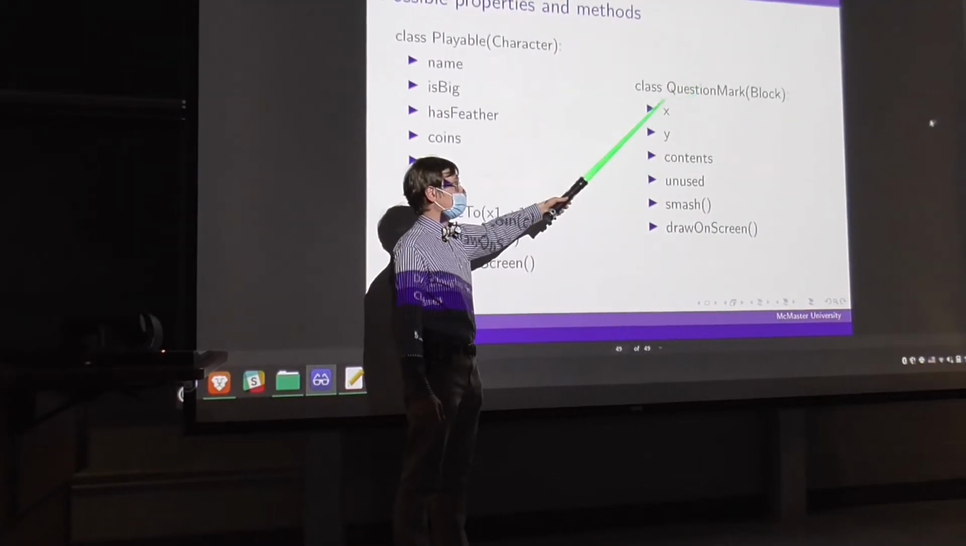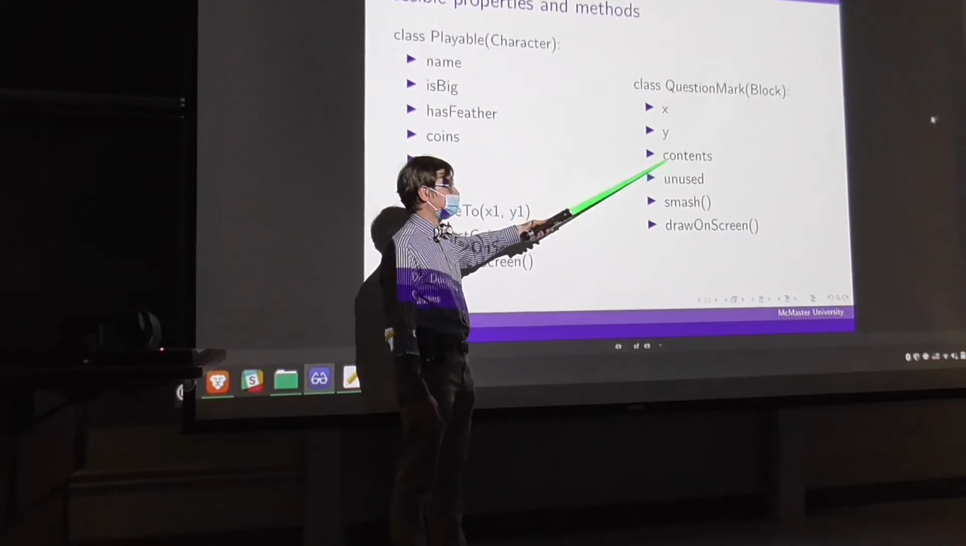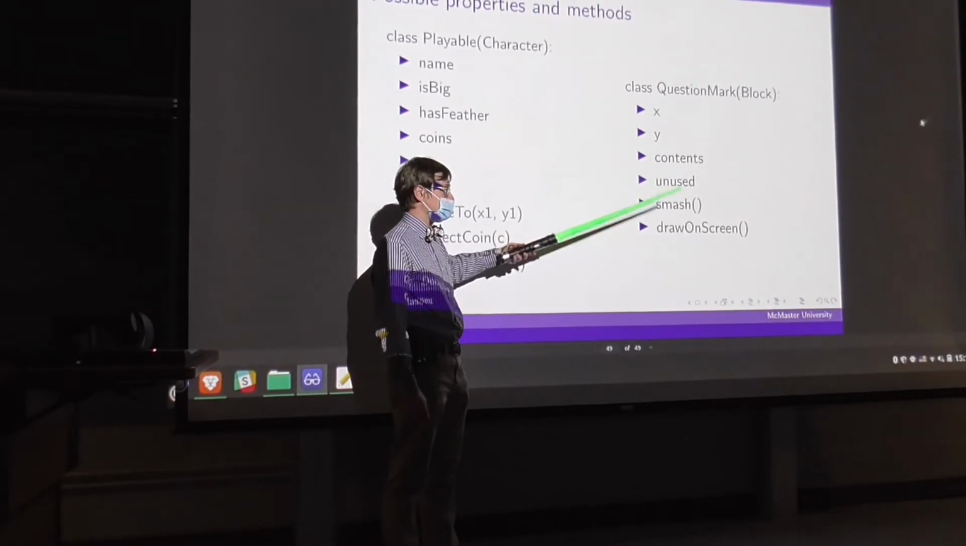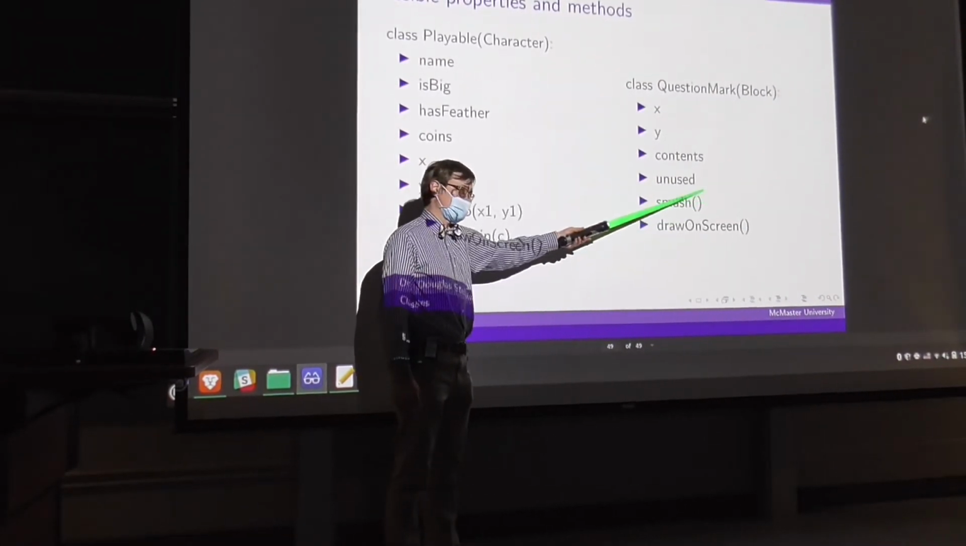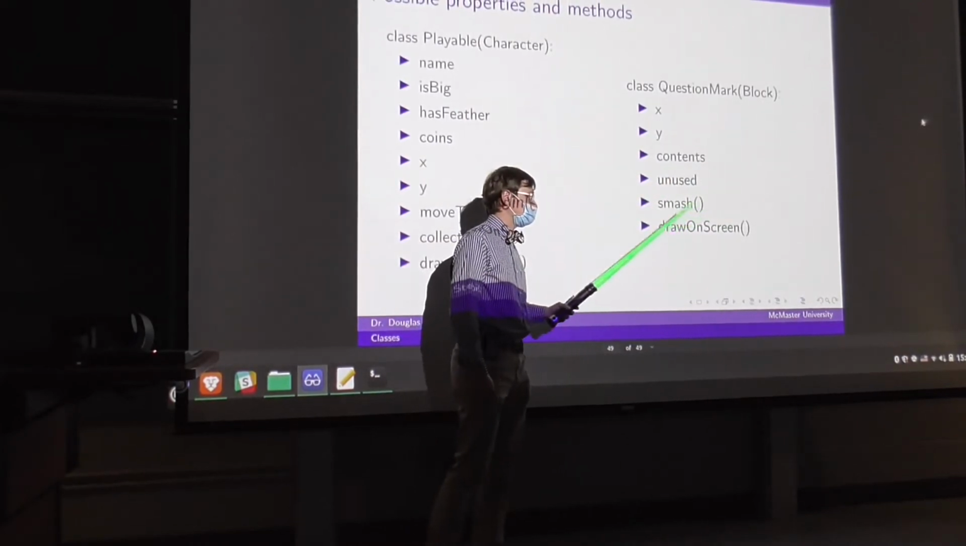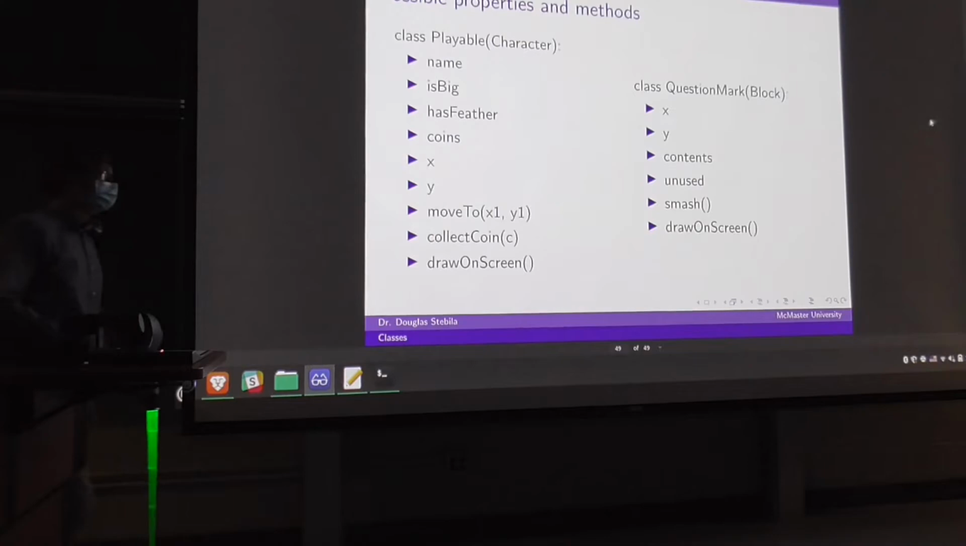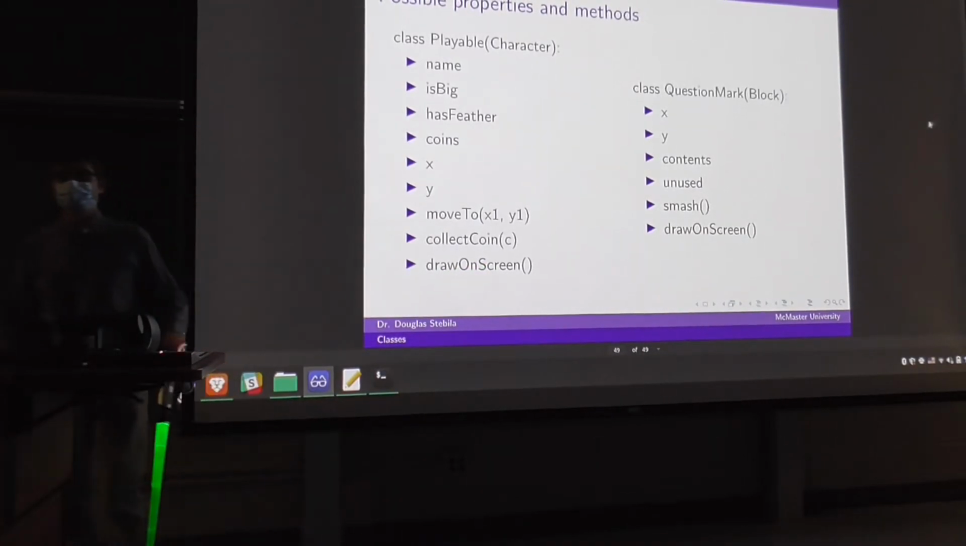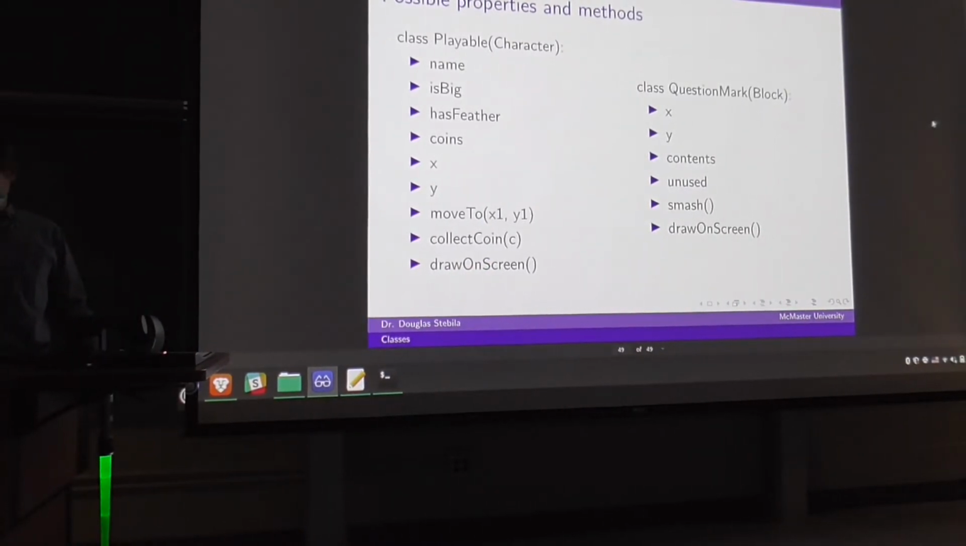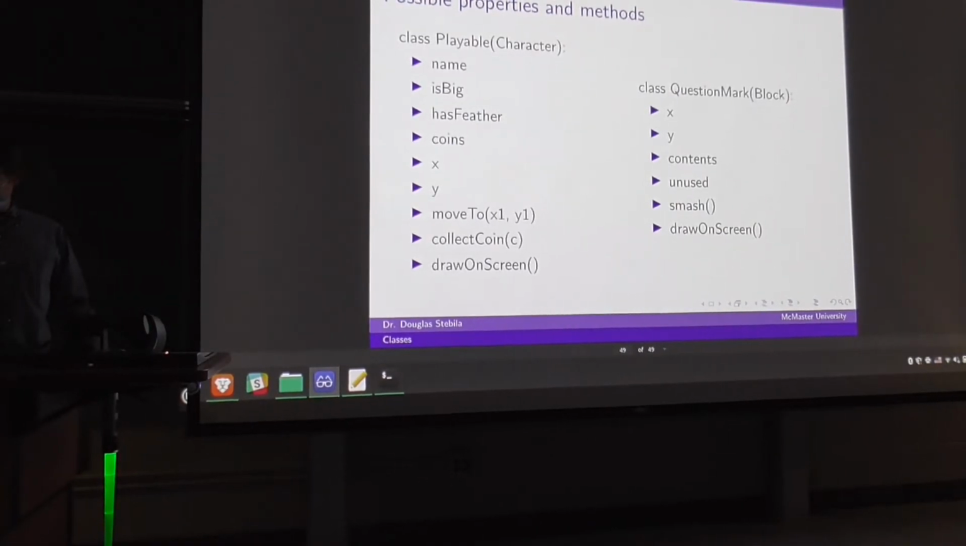Question mark block certainly has a position in space. It would have contents. It would know whether or not it was used. It would have a smash method. It would draw on screen. That's actually a really important one. All of these objects would not be rendered unless something was rendering them. Make sense? Good. All right, that's classes.